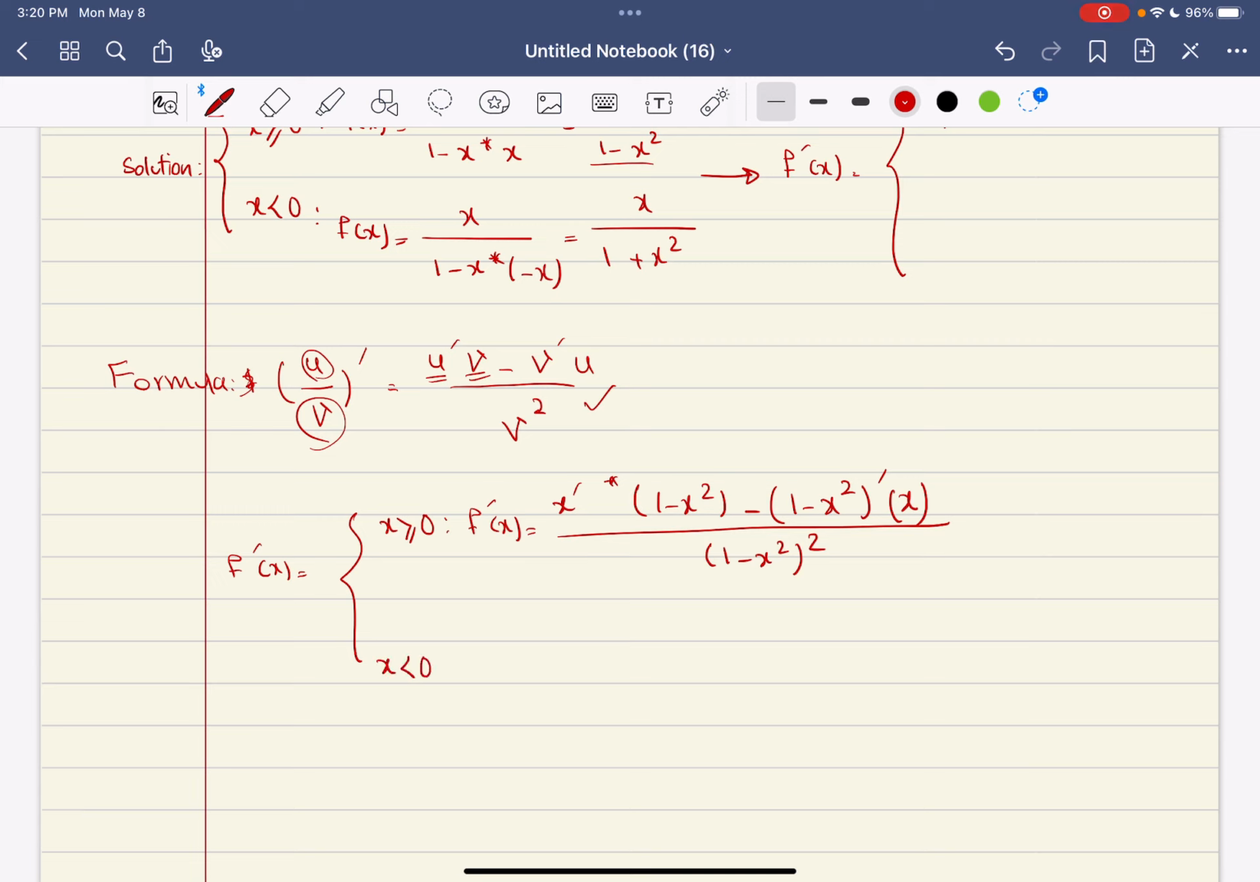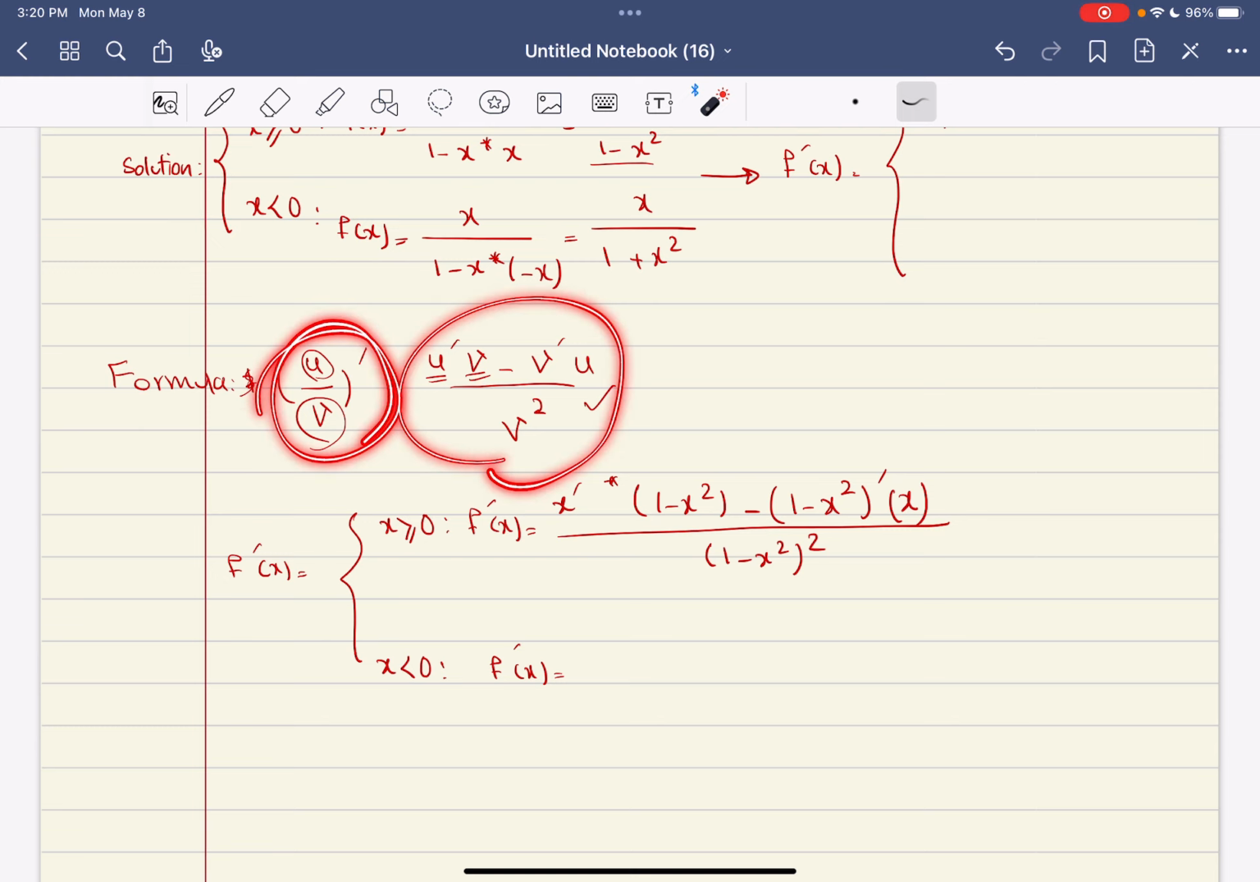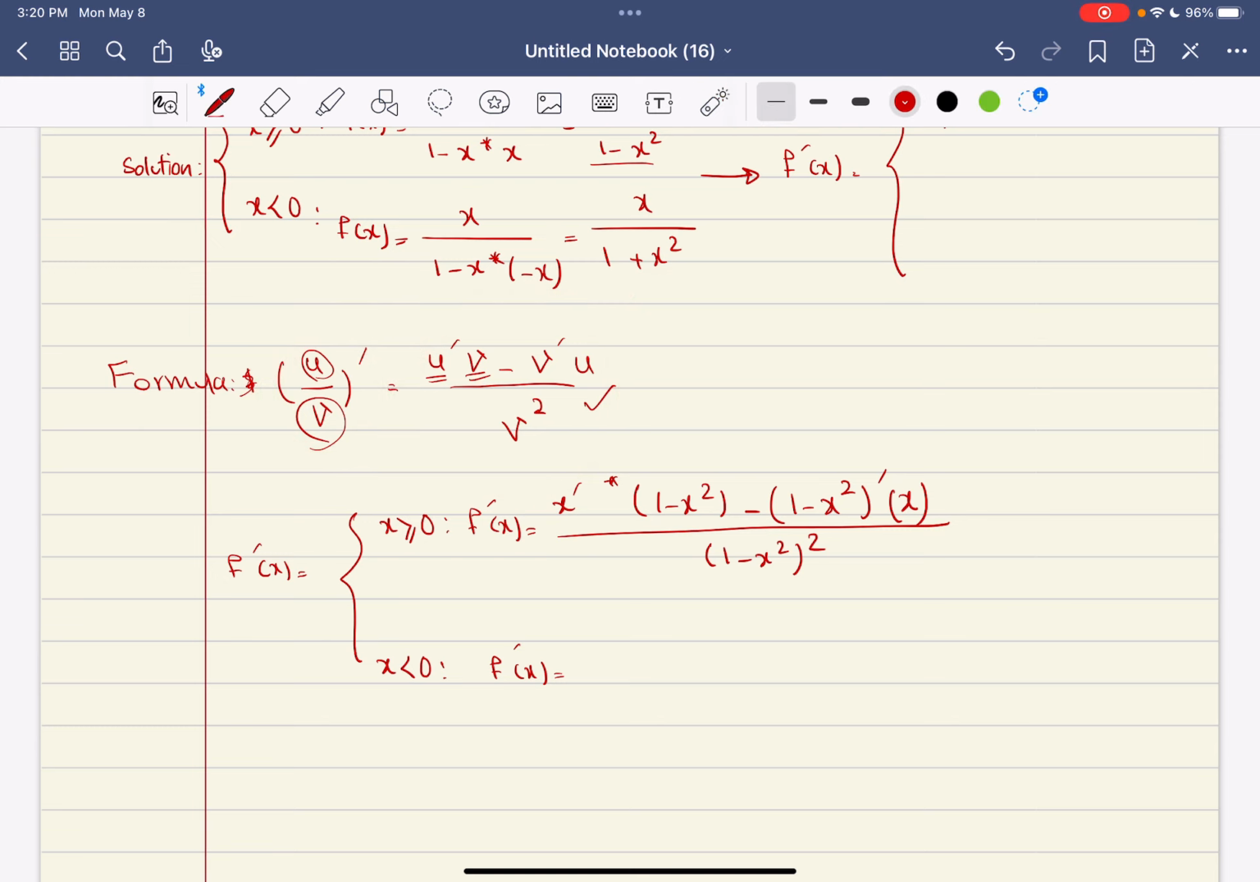For x less than 0, your f prime x would be equal to, again using the same formula for this part, u prime v, x prime times (1 plus x to the power of 2), this is the v, this is the u, minus v prime, or (1 plus x to the power of 2) prime, times u, or x, over (1 plus x to the power of 2) to the power of 2.